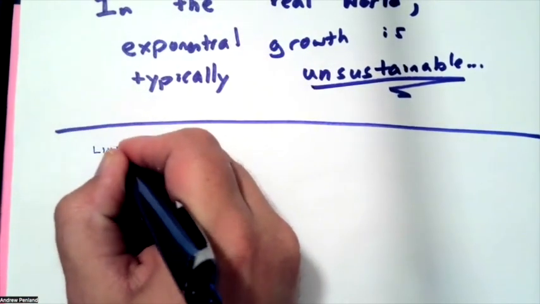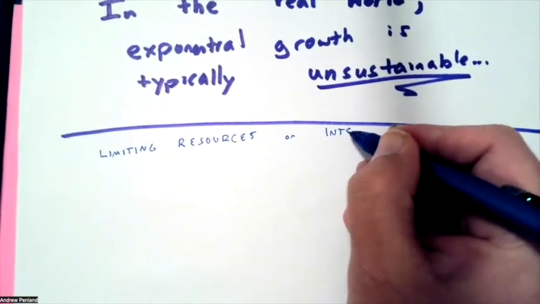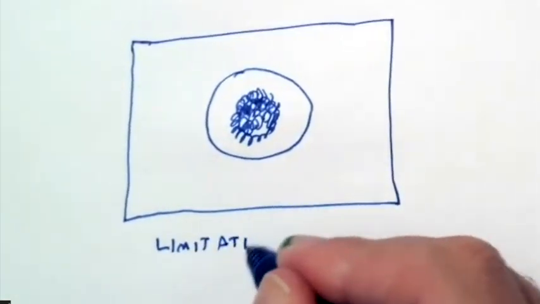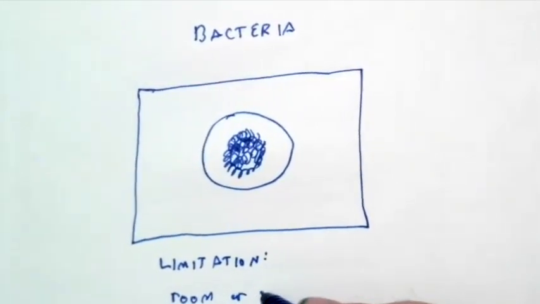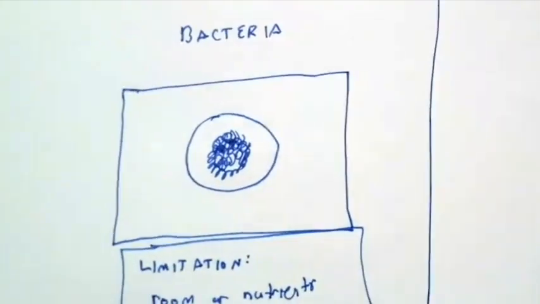There will usually be a limited resource which is consumed and slows growth, or there will be an intervention by external forces that tries to slow growth. For instance, as bacteria grow, there is less space and fewer nutrients in the petri dish. Their growth rate will slow as they run out of room to grow and things to eat.